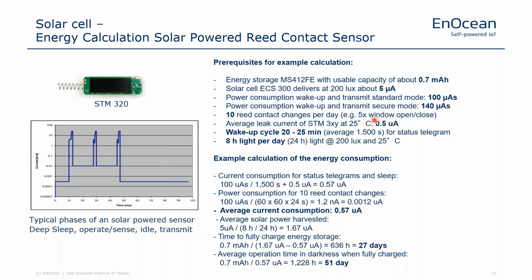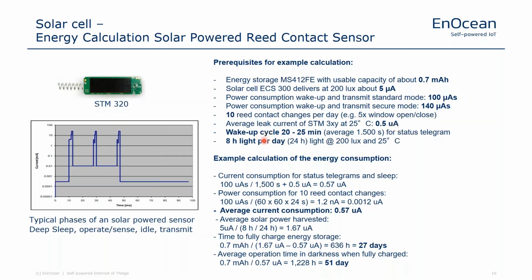Then what you see, a very important figure, is the leakage current. You might wonder, before I have shown the 100 nanoamps. This is somewhat more because there's some more leakage, like the energy storage and other elements, not only the chip itself.